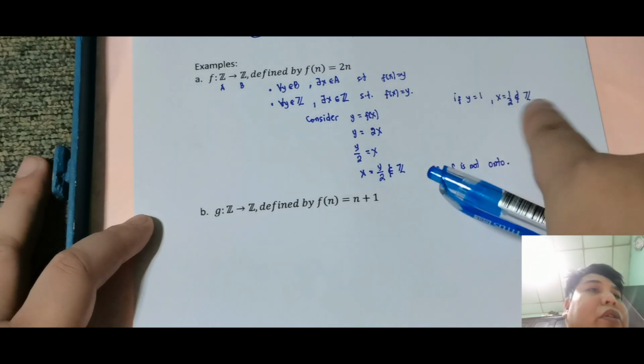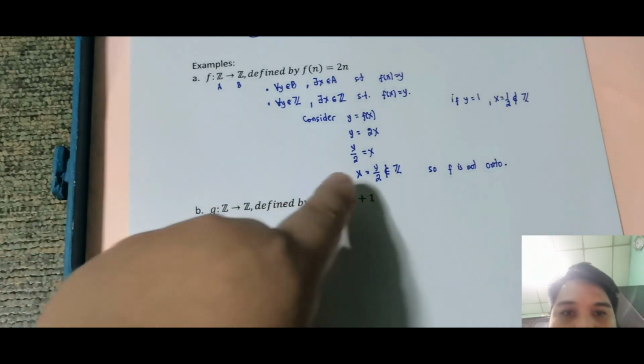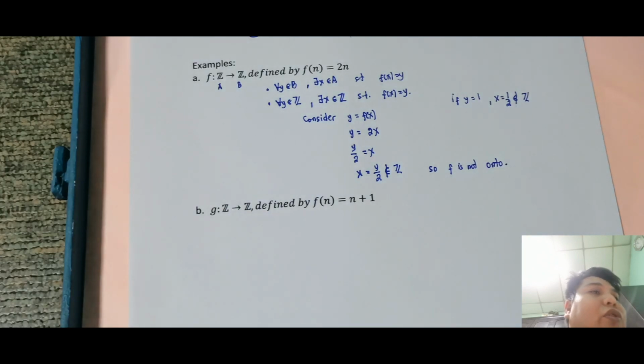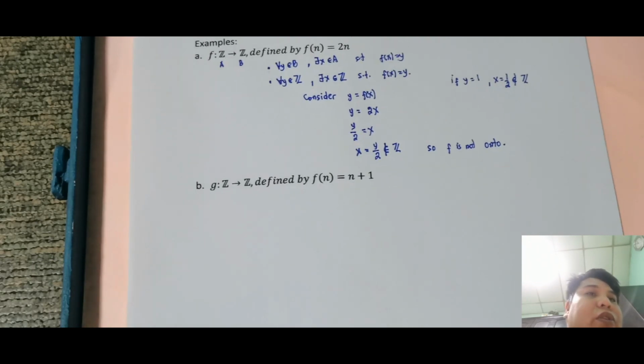Okay, so ganun kasimple. So check mo to: if y is equal to 1 or any odd number, x is equal to a fraction, which is not an element of integers. Kasi tignan mo kung saan nanggagaling. Ayun yung pinaka main concern ko sa inyo, dapat maintindihan nyo: saan nanggagaling, saan pupunta, ano yung itsura, or anong klaseng structure siya.